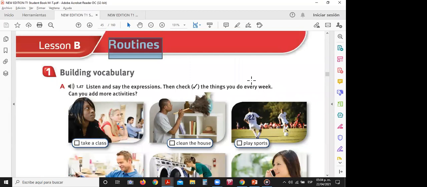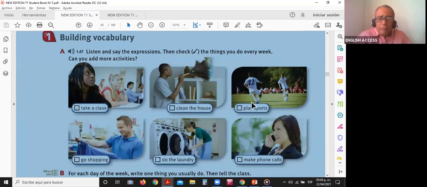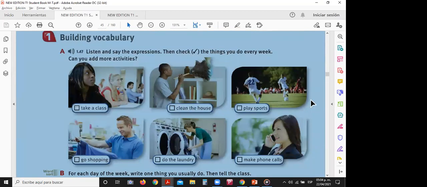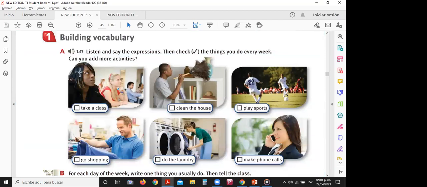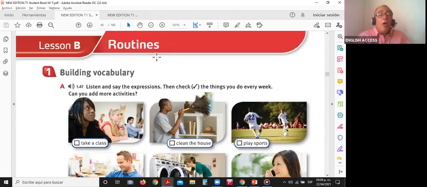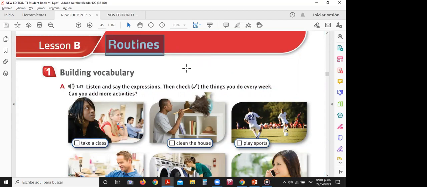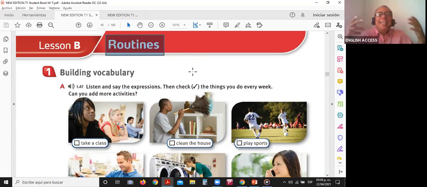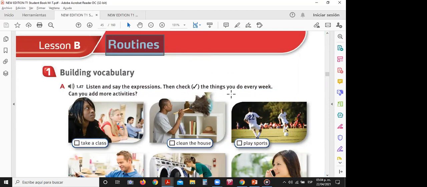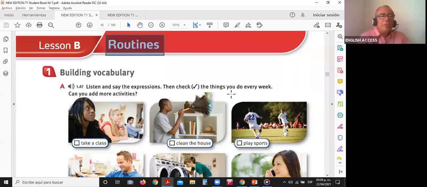In the house, in a field, in a sport class. Play sport. What is a routine, Carolina? What means routine? At work, in Spanish, no. What is routine? What we do daily. Exactly. How do you say routines in Spanish?